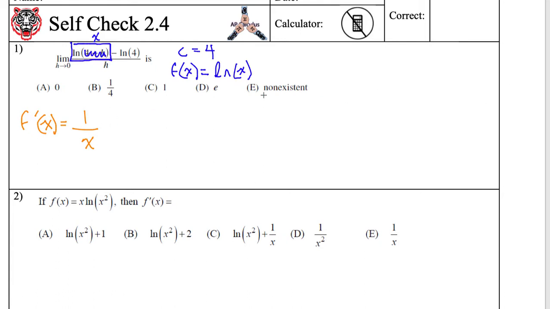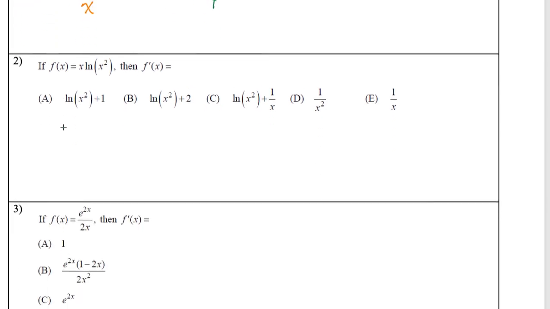Again, now I need to plug in what is f prime of c. c is 4, so f prime of 4. I plug in and I get 1 over 4. Correct answer is B. Moving on to number 2.